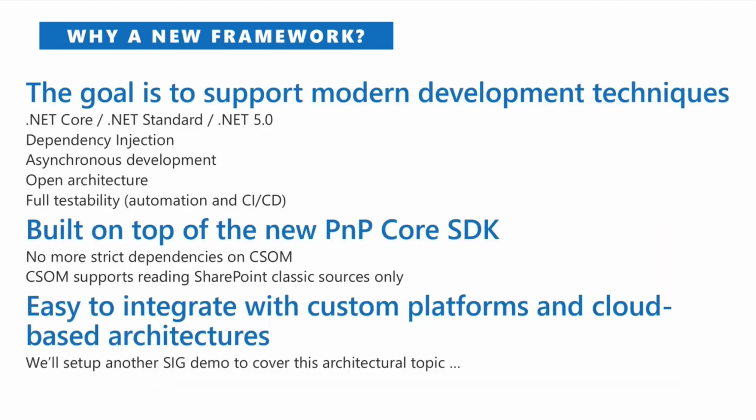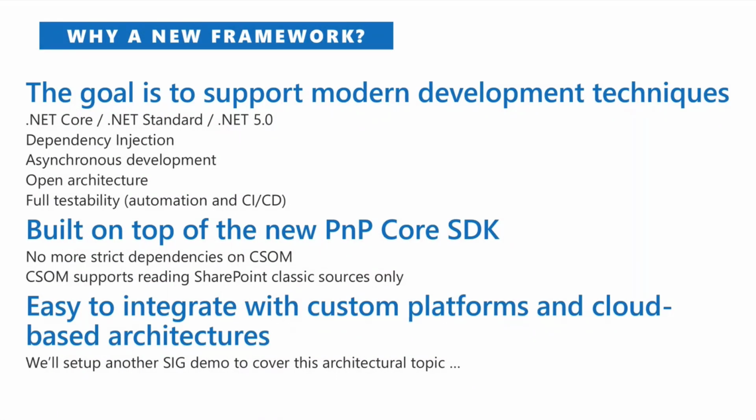Well, you can do that because the new solution and the new framework with the new architecture is targeting .NET Core, .NET Standard, is based on dependency injection, and as such, you can inject your own implementations of the services that we rely on so that it is fully, completely customizable. As you saw with PnP Core SDK, also in the PnP Transformation Framework, we have support for asynchronous development, we have an open architecture, and we wanted to reach the capability to have full testability of the solution, which was one of the missing features in the previous modernization framework.